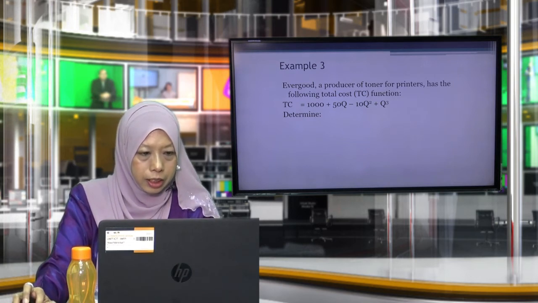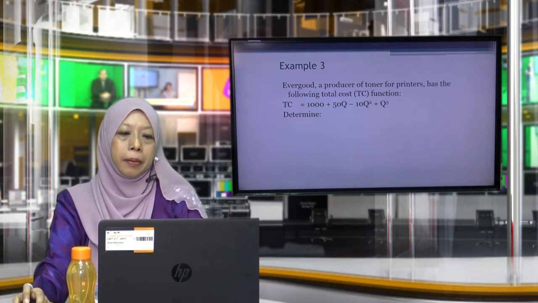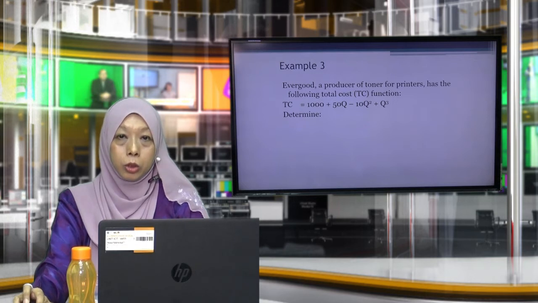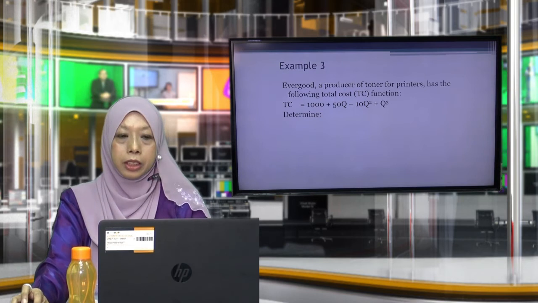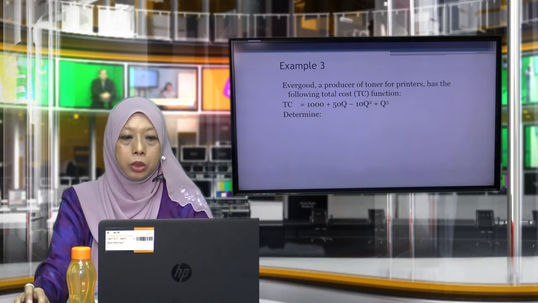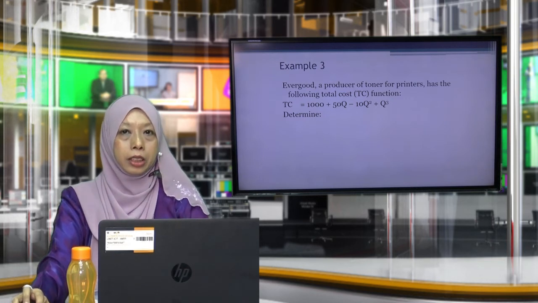Okay, so let us try this example. What I'm going to do is give you a total cost function. We have Evergood, a producer of toner for printers. It has the following total cost function: TC equals 1000 plus 50Q minus 10Q squared plus Q cubed. Now this is a short run production function.